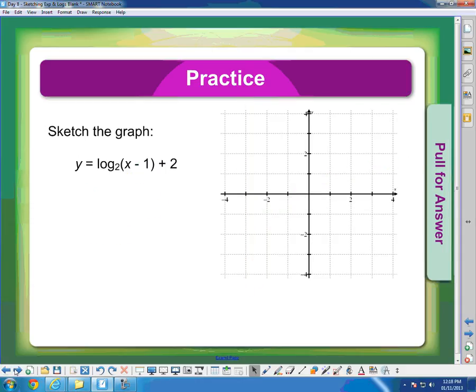Let's do another one. And you can try this if you want. So this one is going to move right 1 and up 2. I'll draw my original.